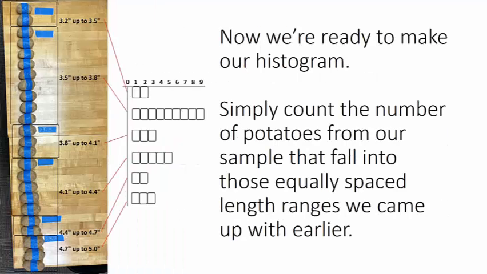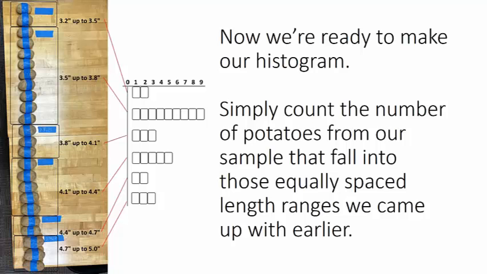Usually the histogram is drawn like a bar chart. So here I've just simply counted the number of potatoes from our sample that fall into those equally spaced length ranges. So the very smallest range, 3.2 to 3.5 inches, there were only 2 potatoes that fell into there. So I'll draw a little stick or a line that has 2 of those blocks representing 2 potatoes. And then the next range, 3.5 up to 3.8 inches, that had many more potatoes. I think if I'm counting quickly, it looked like 9 potatoes. So I've drawn a longer stack of boxes, if you will.